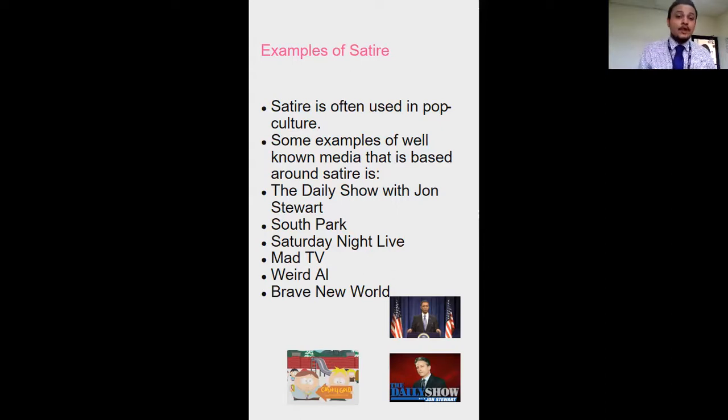Some examples of well-known media that is based around satire are The Daily Show with Jon Stewart, South Park, Saturday Night Live, Mad TV, Weird Al, Brave New World, and I don't know if you know some other examples. Actually, there is an activity in the mirror section for this.